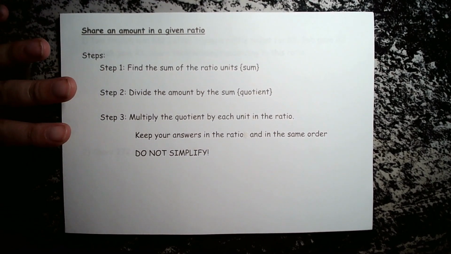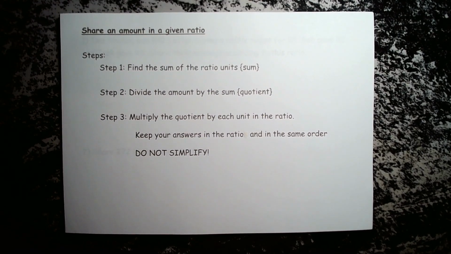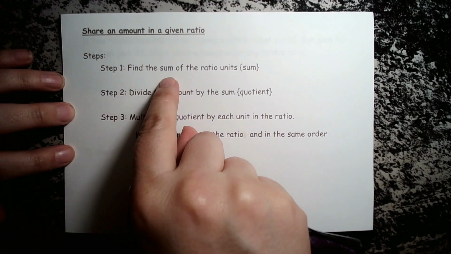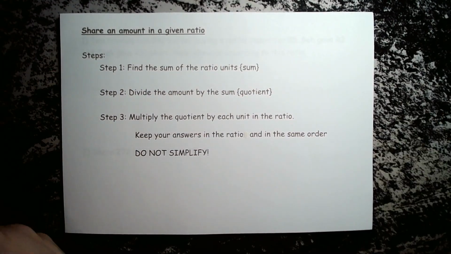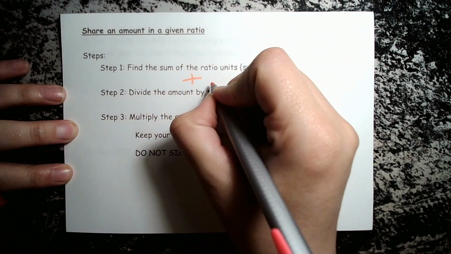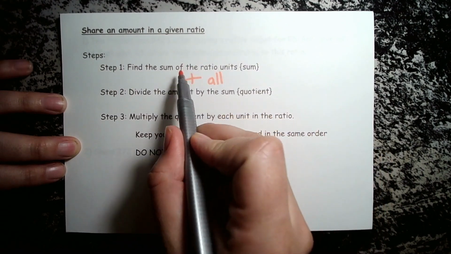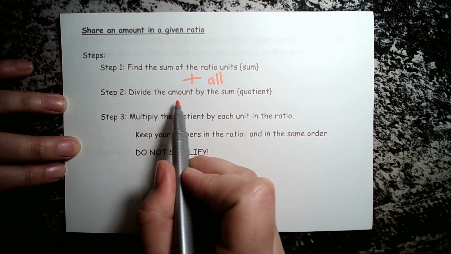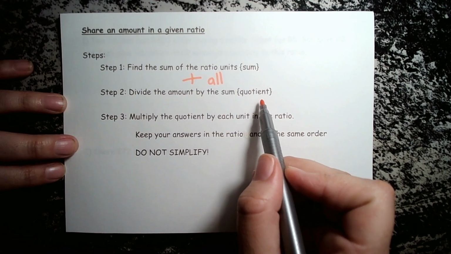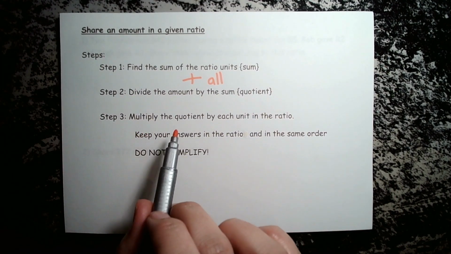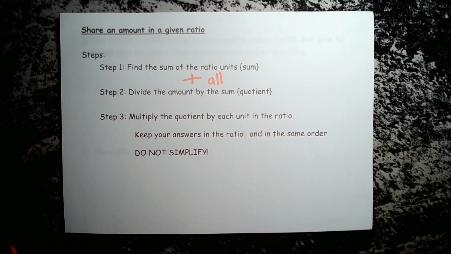You can do this following these 3 simple steps. That is my own wording, so it's not completely mathematical, but it works. The first step is to find the sum of the ratio units. That means you're going to add them all together. The second step is to divide the amount by the sum. The sum is what we got from adding all of it together, and this division will give you the quotient. Step 3 is to multiply the quotient by each unit in the ratio.